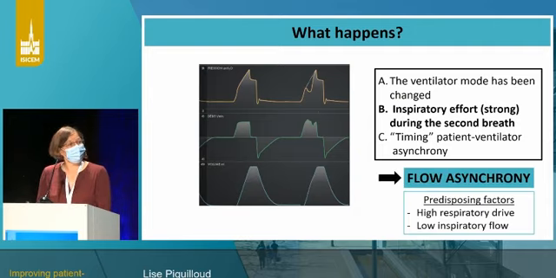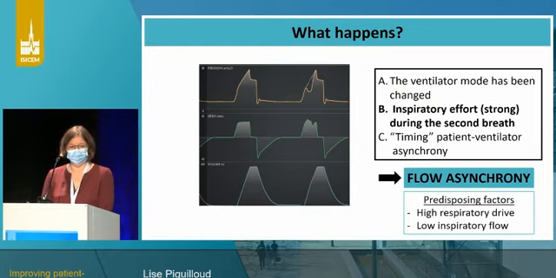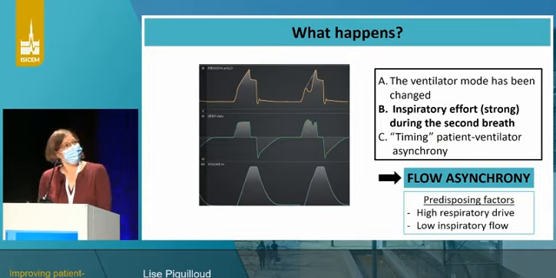And this is what we call flow asynchrony. And of course, it's very frequent in our patients when they awake and are still in volume assist control, which is the mode used here. The predisposing factors for that is high respiratory drive. And also, when you set a low inspiratory flow, because your patient would like to have more, he increases the drive and then also has this type of asynchronies.